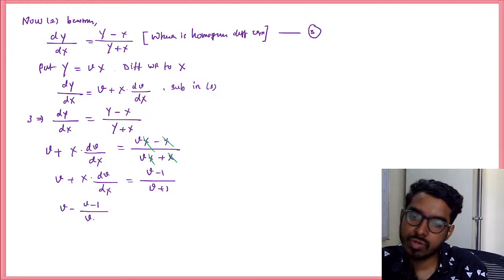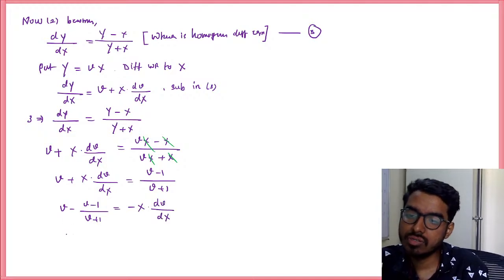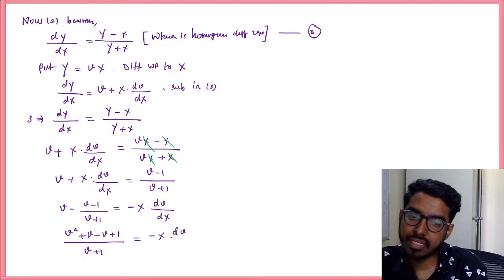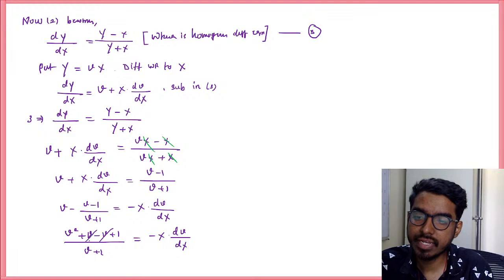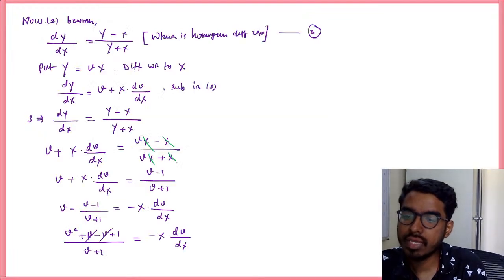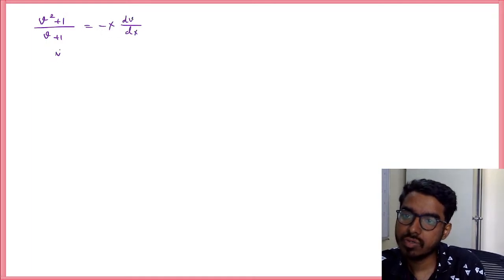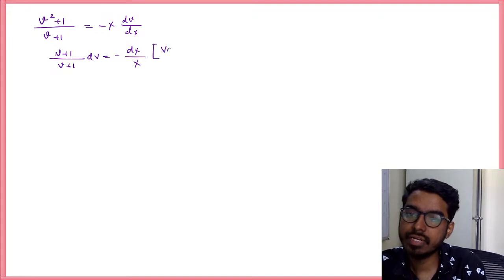Bringing v across, (v minus 1) by (v plus 1) minus v is equal to X into dv by dX. Cross multiplying, you will have (v minus v square minus v plus 1) divided by (v plus 1) is equal to X into dv by dX. Separate the variables. Here you will have (v plus 1) by (v square plus 1) dv equals minus dX by X. The variables are separated.